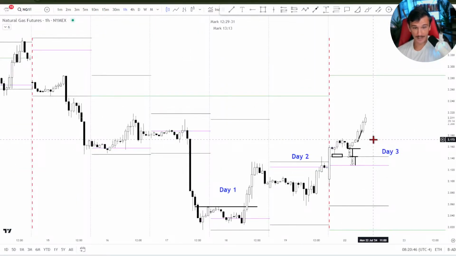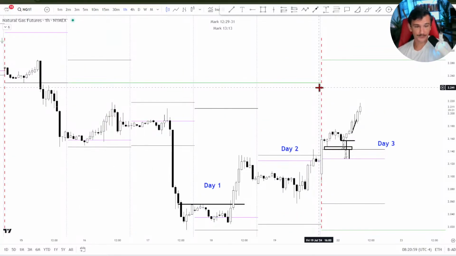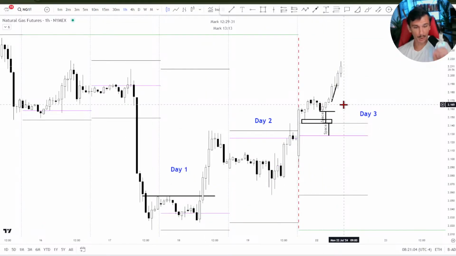Okay, looking at natural gas. Now, this is one of the ones that I looked at for today specifically and said, hey, this is really cut and dry, exactly what I should be looking for. So this is 100% going to make it on my list. Whether or not this trade will actually play out as expected, it's not perfect.